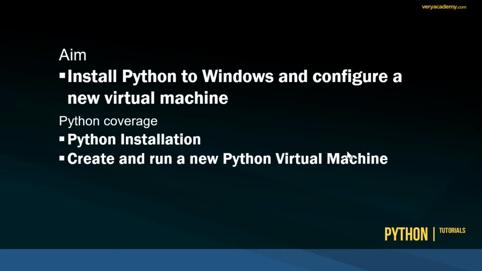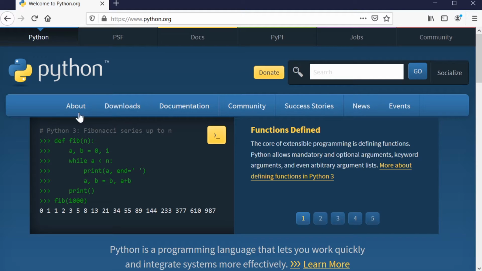So if you want to use Python or develop with Python on your local machine, of course you need to install it. So here's a guide on how to install Python on a Windows machine and then configure a new virtual environment. So the download for Python for Windows resides on the python.org website.